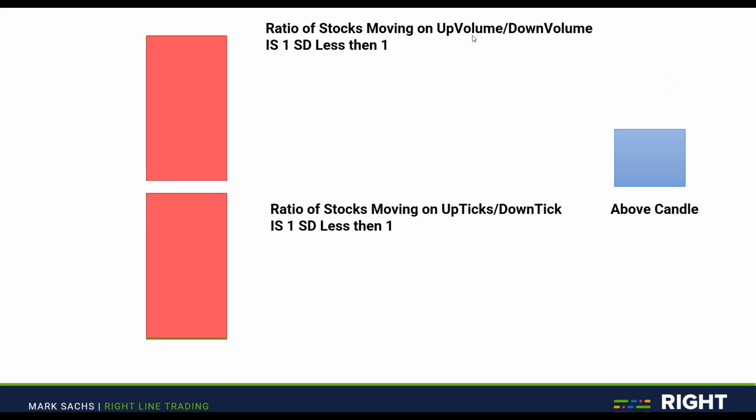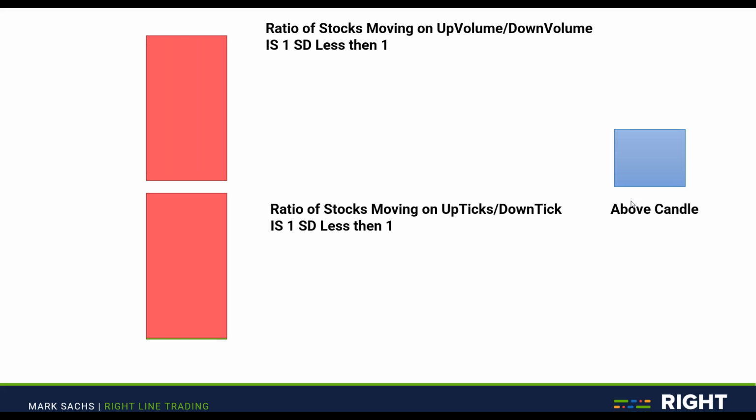If the ratio of stocks moving on up volume to down volume is one standard deviation less than 1, and the ratio of stocks moving on uptick to downtick is one standard deviation or less than 1, then that signal is going to be above the candle, telling you that we've got our market metrics or our market internals pushing price to the downside. So now we know more than the fact that price is moving to the downside. We know why it's moving to the downside.